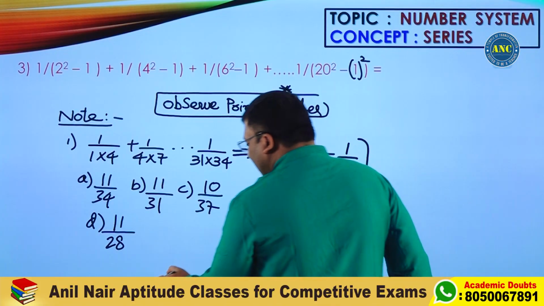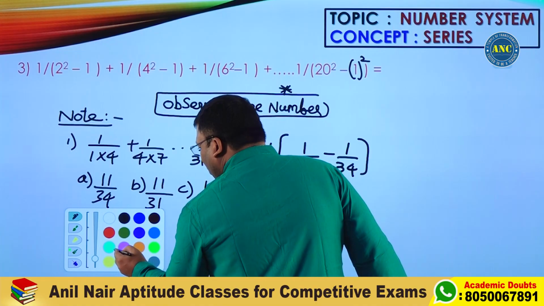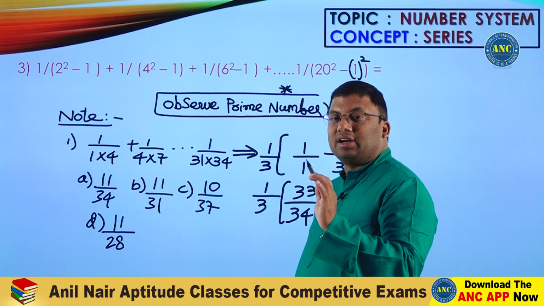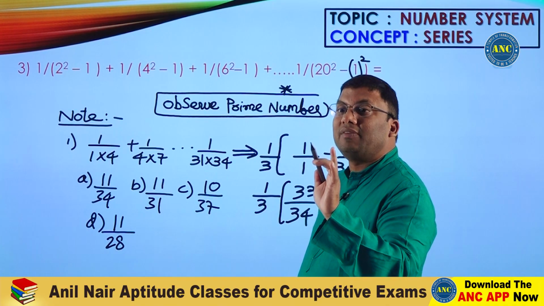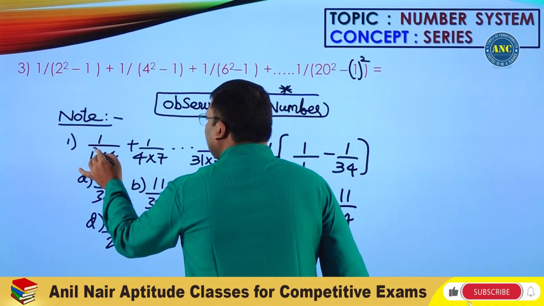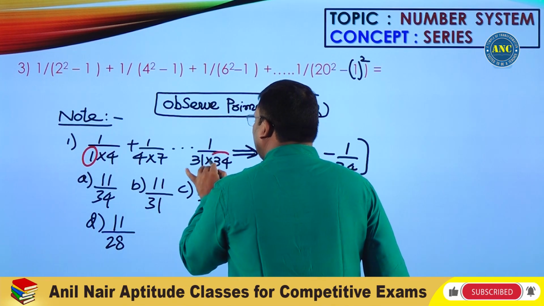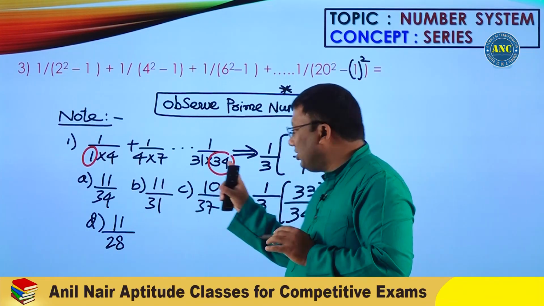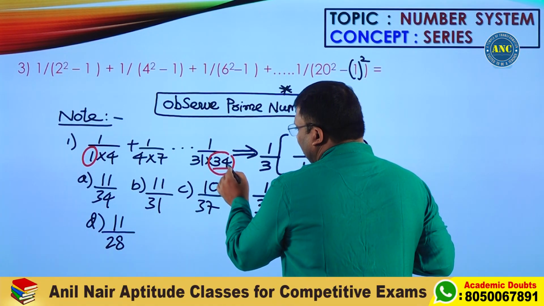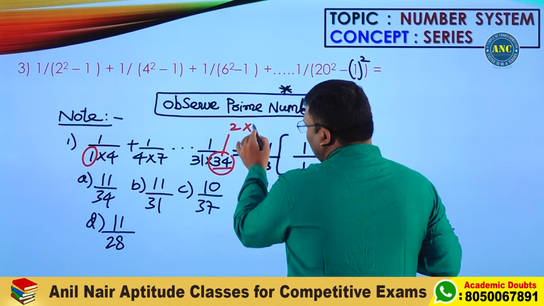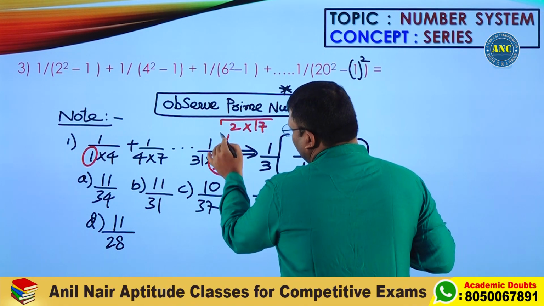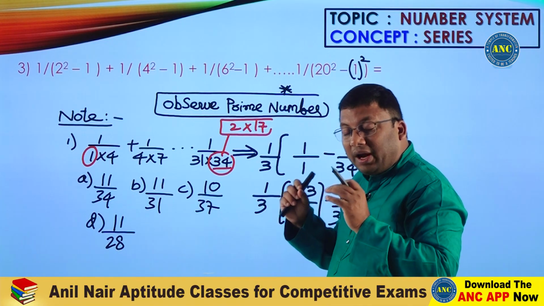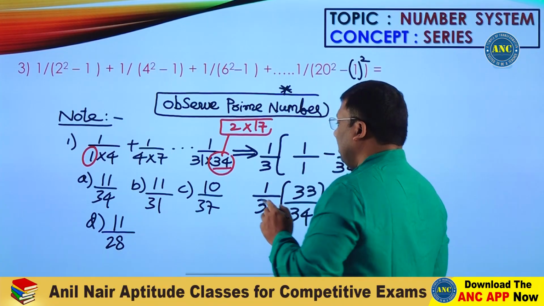Now listen very carefully. If 2 numerical values are there, the answer will contain how many numerical values? 1. We will write down this value and this value. Yes or no? The last value is 34. 34 is 2 into 17. The prime number is 17. The denominator should have a prime number related to 17.